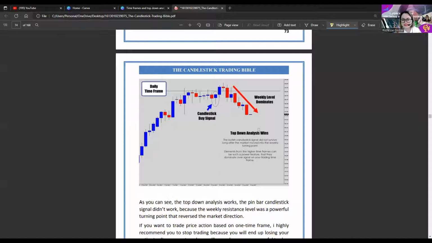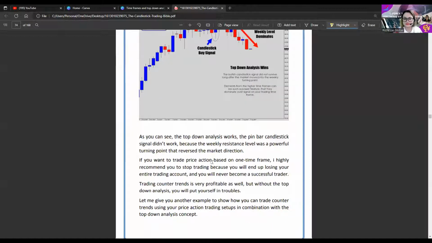The bullish candlestick signal did not survive long after the market moved into the weekly turning point. The elements from the higher time frames can be such a powerful feature that they dominate every other signal on your trading time frame. As you can see, the top-down analysis works. The pin bar candlestick signal didn't work because the weekly resistance level was a powerful turning point that reversed the market decision. Kung napansin natin kanina, di ba?